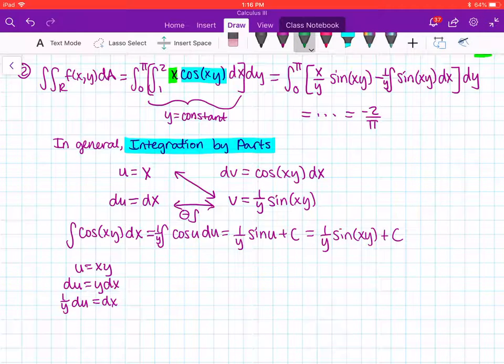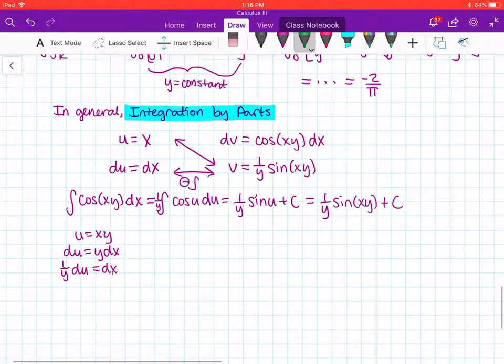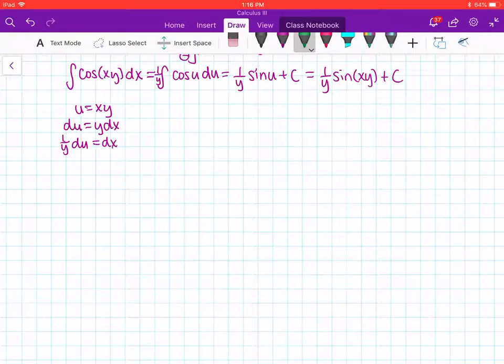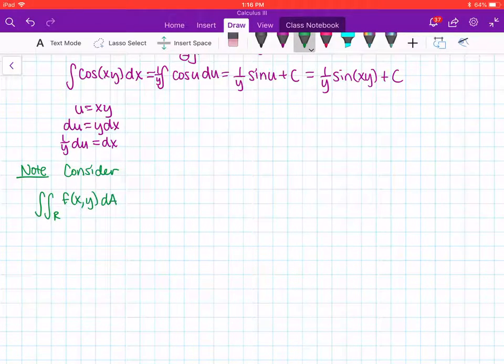Okay, there's one last property that I wanted to talk about here with iterated integrals. So this is just notes for a property. Let's consider an iterated integral over R, and suppose we can put it into two different functions. Instead of having f of x y dA, we can change f of x y to just g of x, a function with respect to x, times another function with respect to y.